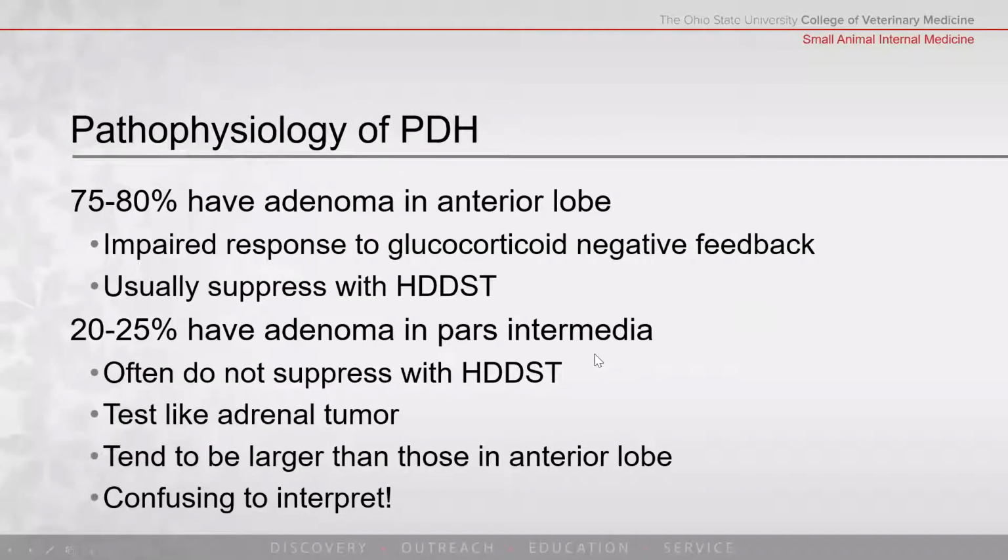Go ahead, Julie. So we tend to speak of Cushing's disease as PDH or ADH. PDH being pituitary-dependent hypercortisolism, where you've got that pituitary tumor, and ADH being where you have adrenal-dependent hypercortisolism, where you have an adrenal tumor. 75 to 80% of our patients with pituitary-dependent hypercortisolism have an adenoma, meaning not malignant, but a benign tumor in the anterior lobe of the pituitary.